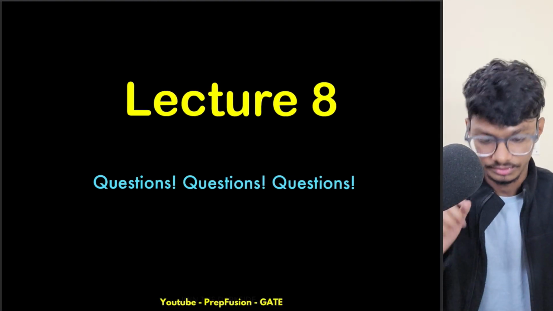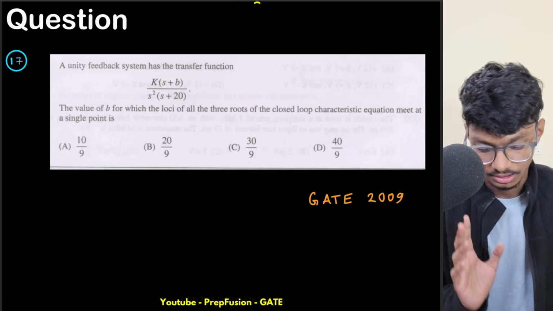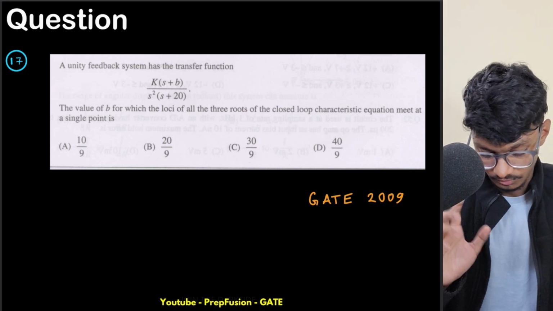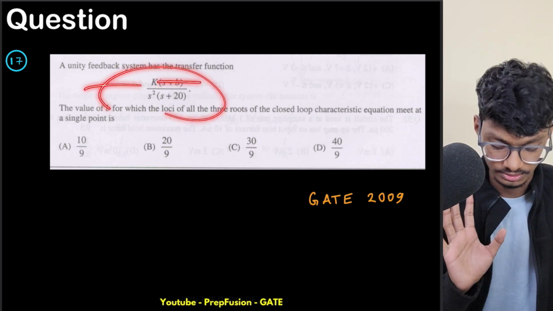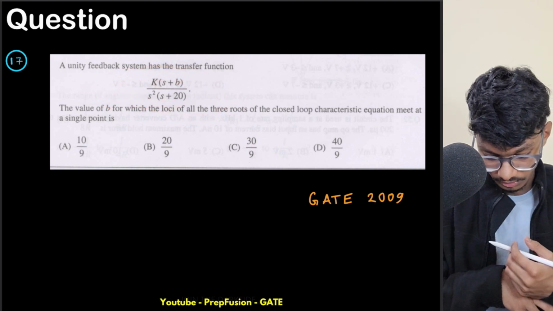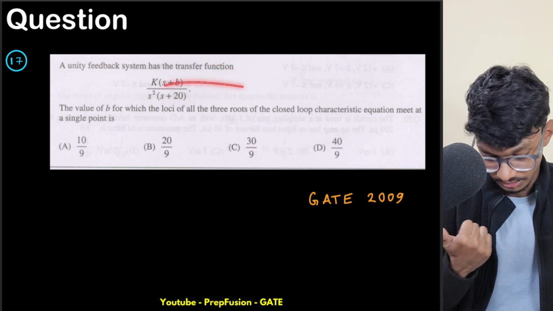Now let's start with the lecture. Let's start with the first question. What is the first question telling us? The first question has a unity feedback system, which has a transfer function like this. The transfer function has been given. This is not the OLTF, or this is confusing.